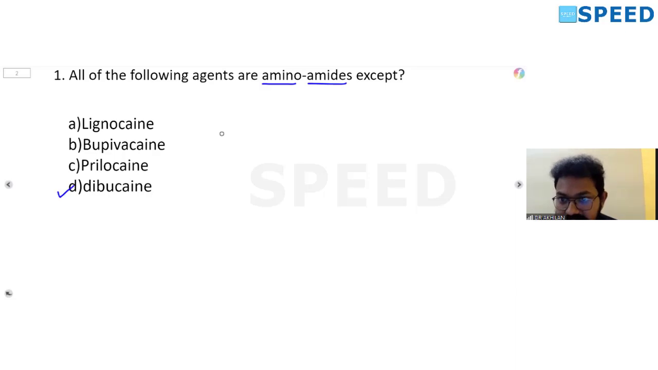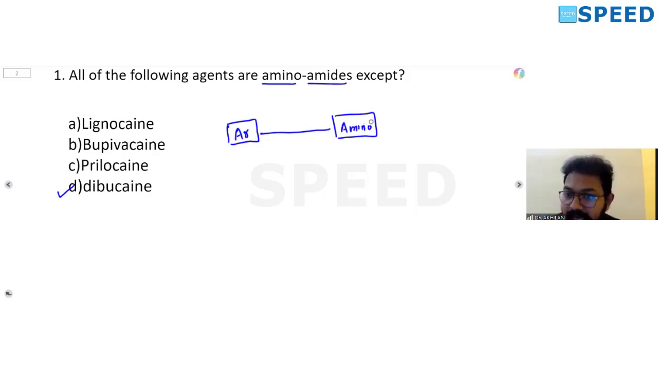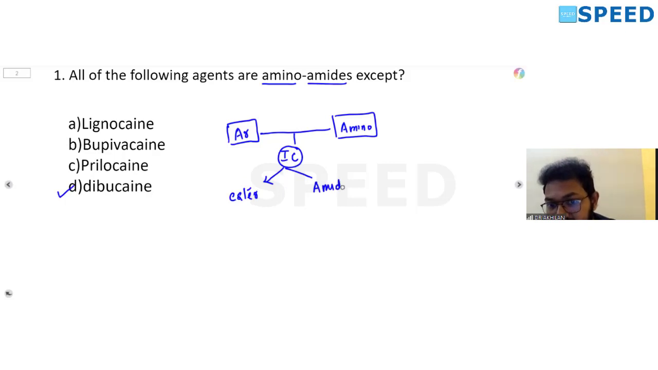If you look at the structure of a local anesthetic agent, it has an aromatic group and an amino group. This aromatic group and amino group are linked by an intermediate chain. This intermediate chain can either be composed of an ester linkage or it can be composed of an amide linkage.